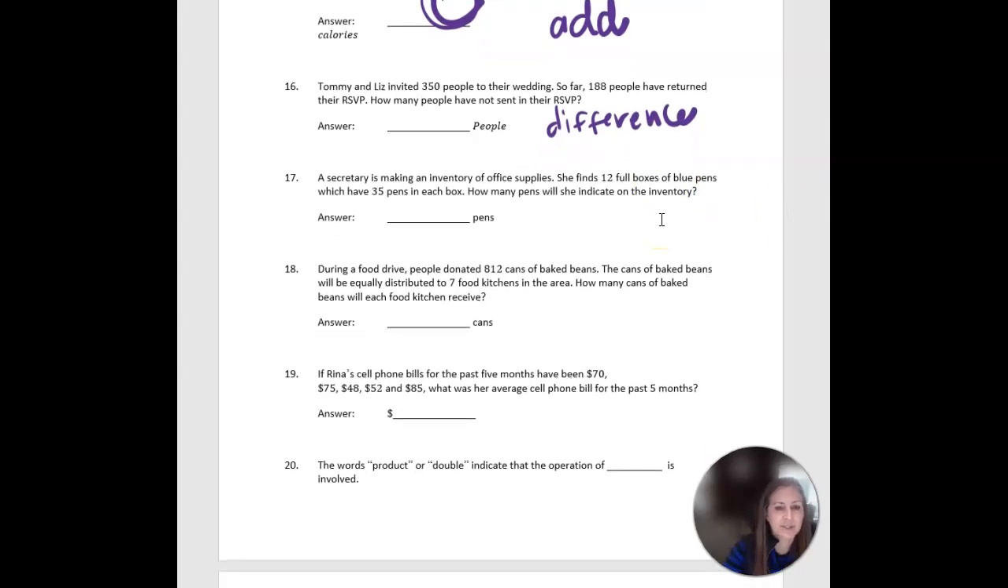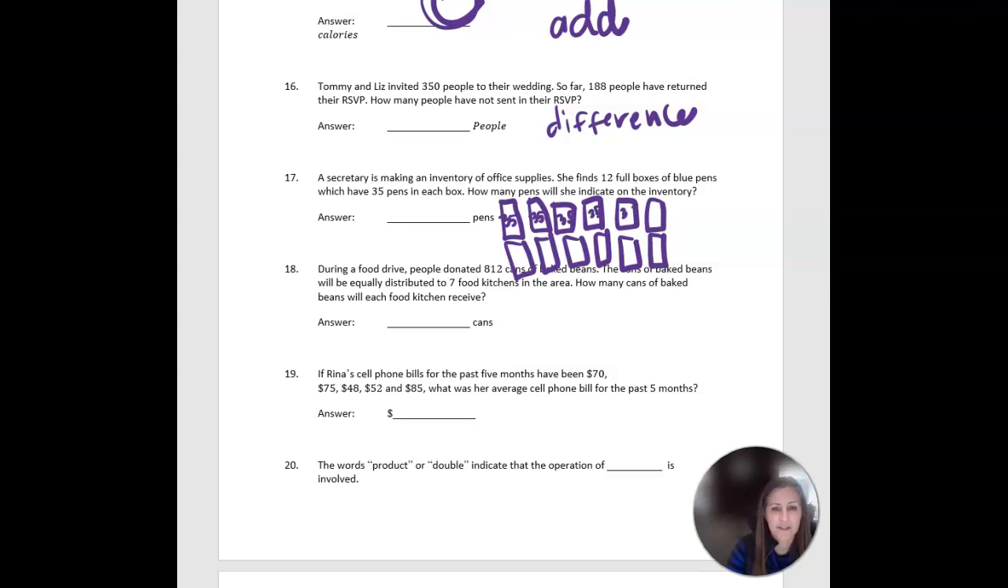Number 17, a secretary is making an inventory of office supplies, and she finds 12 full boxes of blue pens, which have 35 pens each. Sometimes it's helpful to draw a picture. This one would be kind of long, but if I draw 12 boxes, 1, 2, 3, 4, 5, 6, 1, 2, 3, 4, 5, 6, and each of these boxes contains 35 pens. You get the point, 35 pens in each box. How many pens in total?